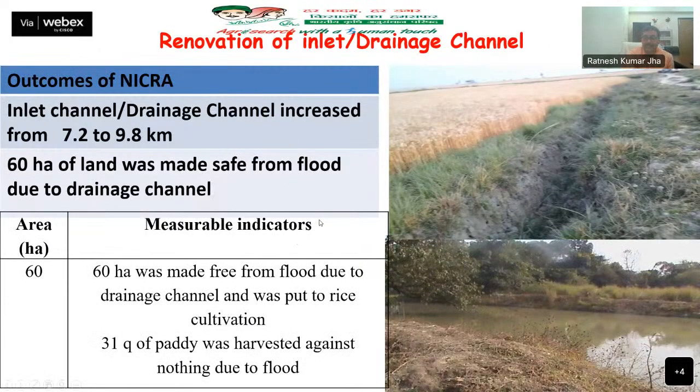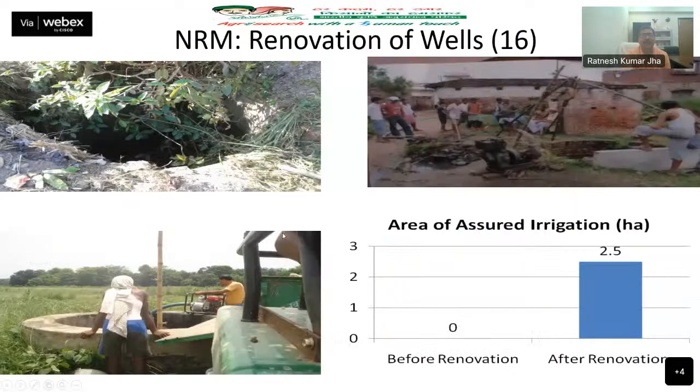Now again, the drainage system: in the tal area or the river beds, water comes and then gets blocked, and so the area is flooded. So due to the intervention of the inlet channel and drainage channel, we have saved 60 hectares of land from flood, and 31 quintals of annual harvest. And again, two wells were also relocated. Wells were relocated in this project, and we see 2.5 hectares of land irrigated due to these wells being made.